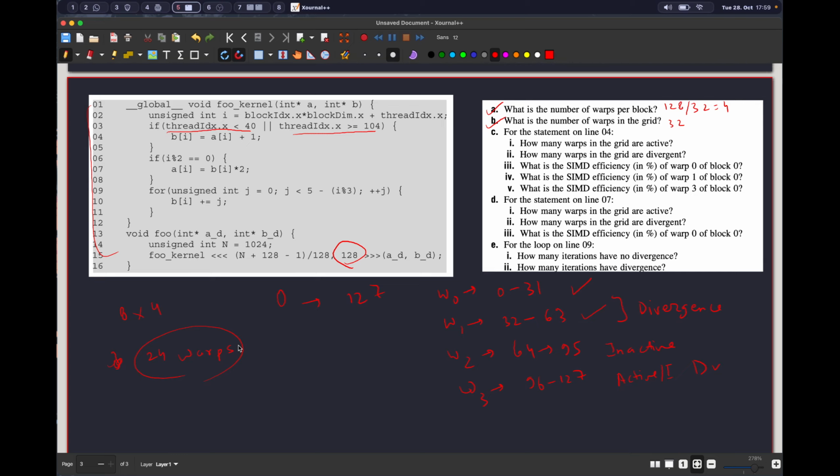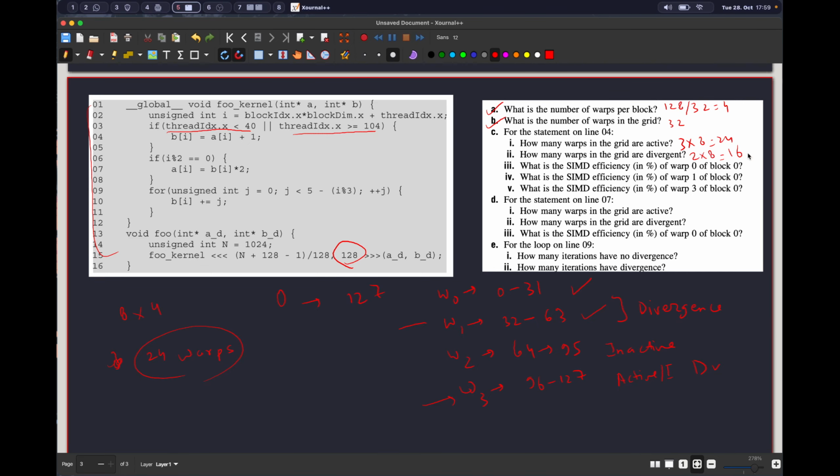How many warps are divergent? How many warps in the grid are active for line 4? Let me look at this question again. Yeah, I guess 3 times 8, 24 should be the answer for the first one. How many warps in the grid are divergent? Warp 1 and warp 3 are divergent, which is 2 times 8, which is 16.